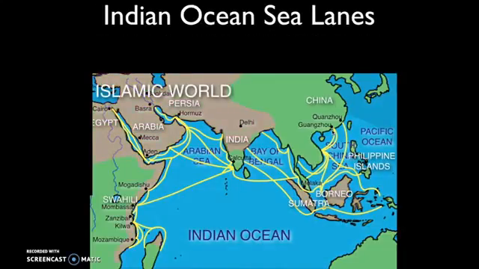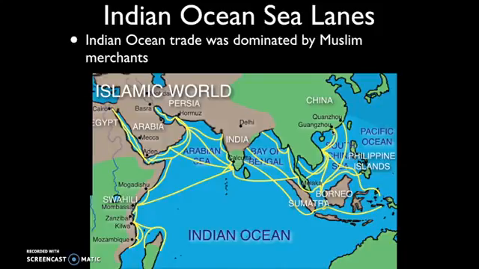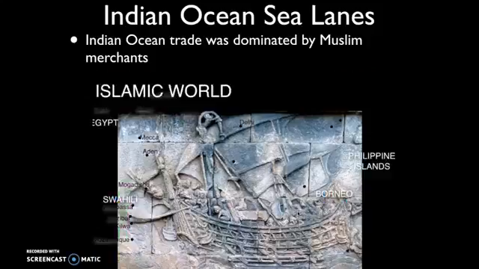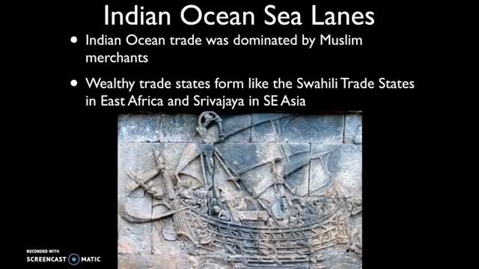The major religion that spread by way of the Indian Ocean sea lanes is Islam. These Muslim merchants dominated trade, and it's the major reason why Islam spread to the east coast of Africa, the Swahili coast states, and also to Indonesia, the country with the largest Islamic population. The total number of people today that practice Islam is greatest in the modern-day state of Indonesia, which includes the islands of Borneo and Sumatra. So these wealthy trade states formed, like the Swahili trade states in East Africa and Srivijaya in Southeast Asia.